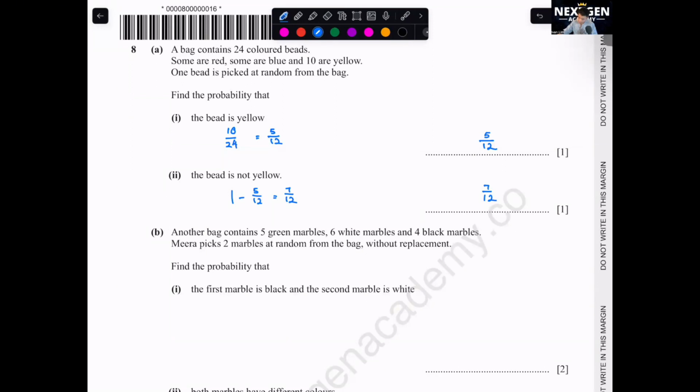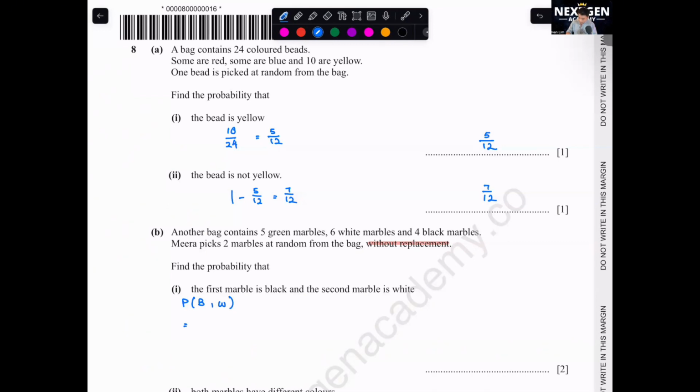Okay. Another bag contains 5 green marbles, 6 white marbles, and 4 black marbles. Mira picks 2 marbles at random from the bag without replacement. Okay, this is a keyword. Without replacement means you take 1 out, then the marble you don't put back inside already. Always look for this word, either with replacement or without replacement. Find the probability that the first marble is black and the second marble is white. Okay, so we want to find black, then white, only in this order.